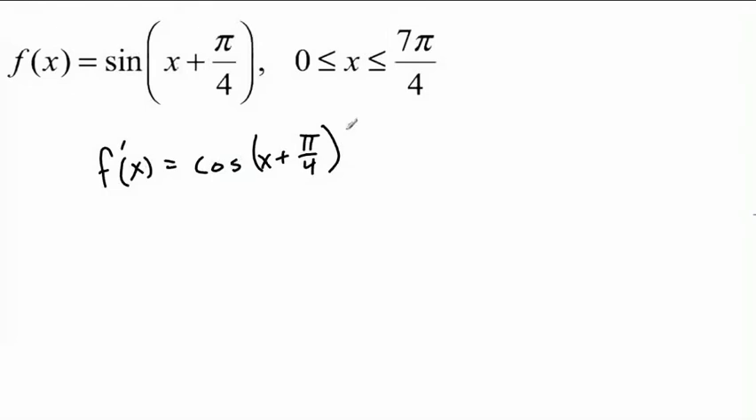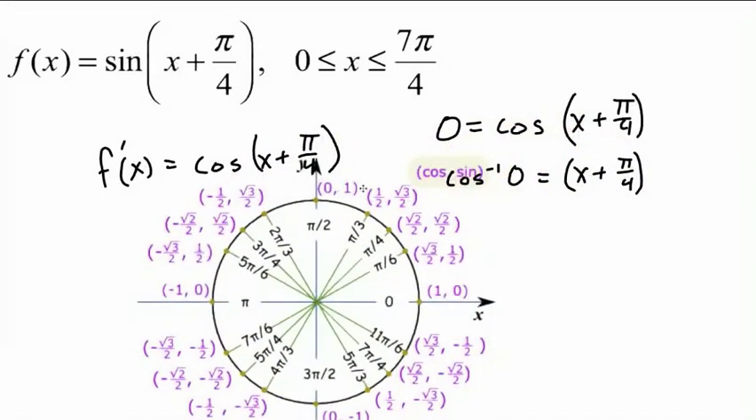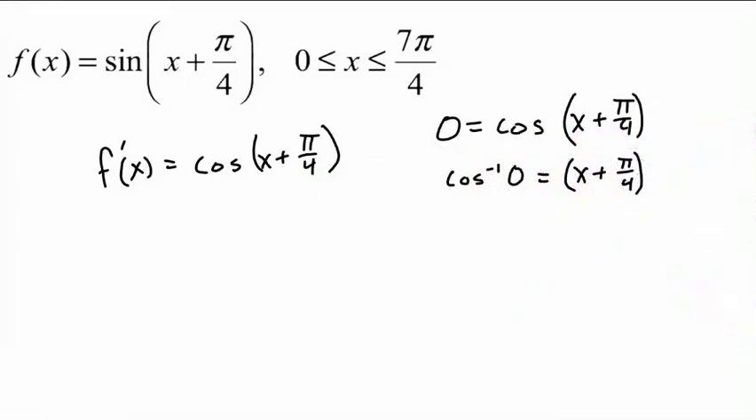The first place is where the derivative is 0. So we're going to set this equal to 0: cosine of x plus pi fourths. And so what we're going to do is solve for this. I'm going to do the inverse cosine of both sides. So cosine of 0 equals x plus pi fourths. The inverse cosine pretty much says, okay, where is the cosine of theta going to be 0? Well, the cosine is going to be 0 here at pi halves. So the inverse cosine of 0 is pi halves.